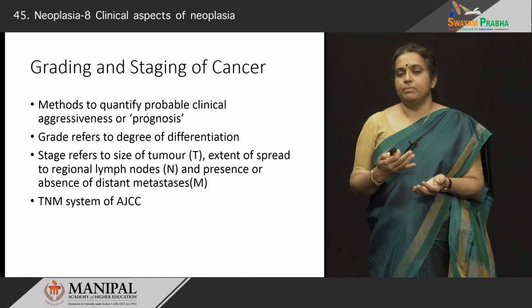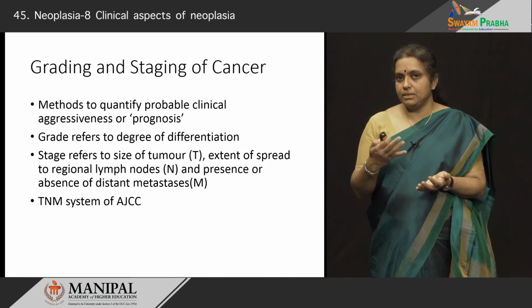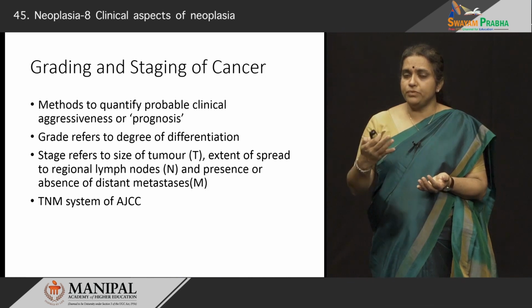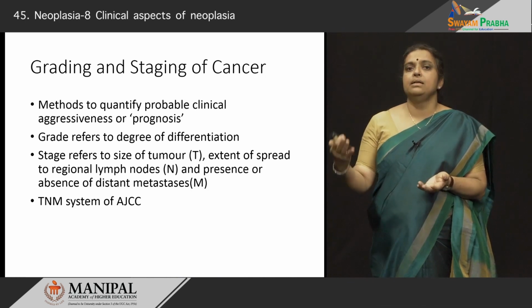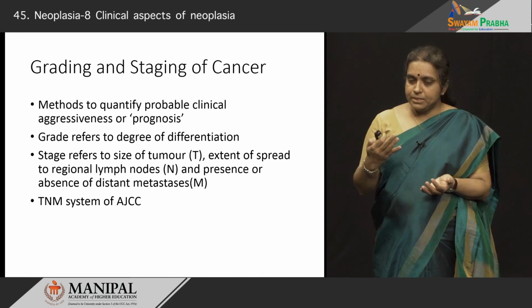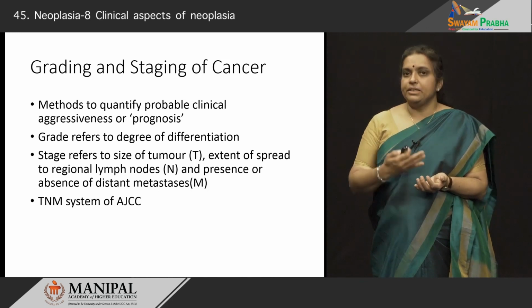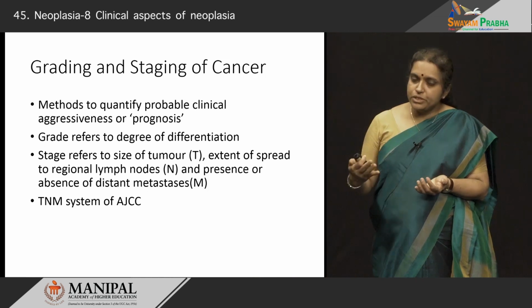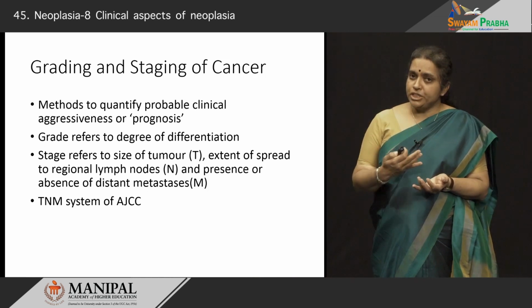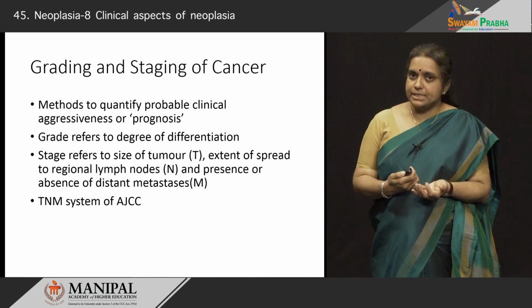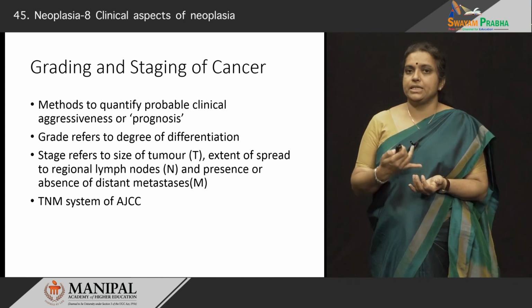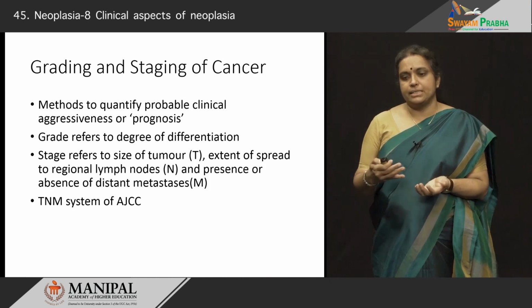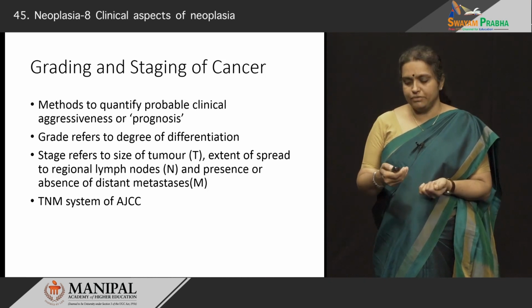For instance, if it is a carcinoma of the breast, the breast tumor is removed along with the lymph nodes of the axilla. The pathologist examines the breast tumor, gives the grade, gives the size, and also says how many of the lymph nodes show metastasis. So, she provides the pathological stage, the pathological T stage, and the pathological N stage of that particular cancer. So, this is what staging refers to.